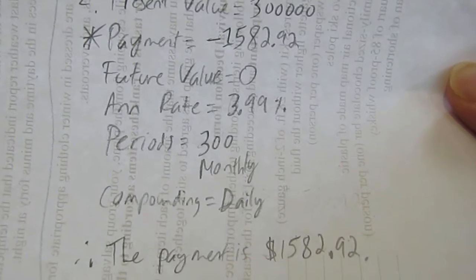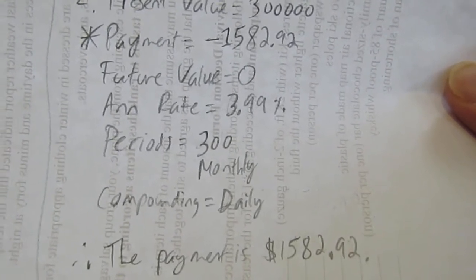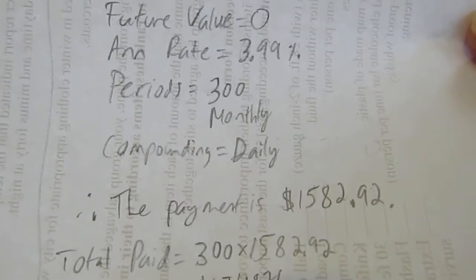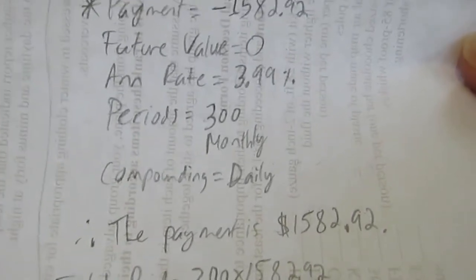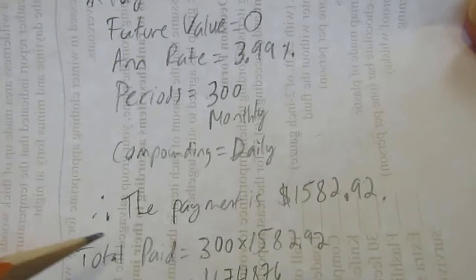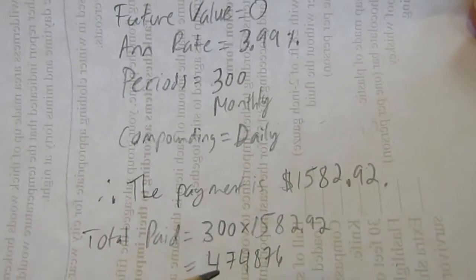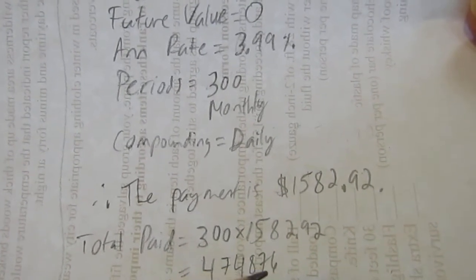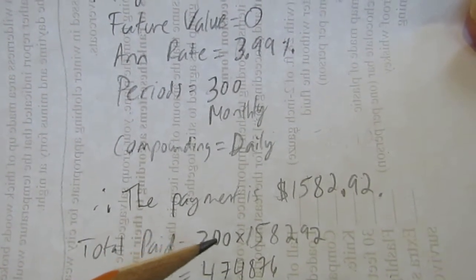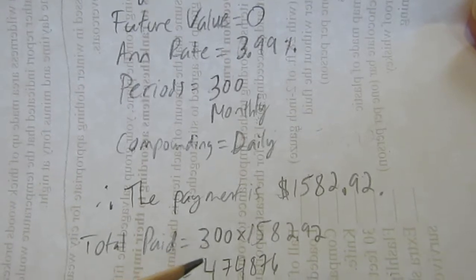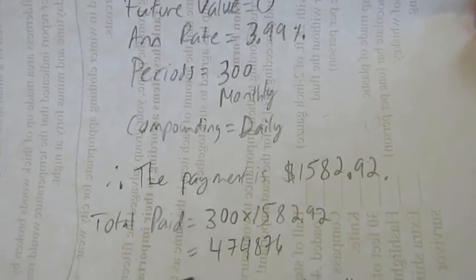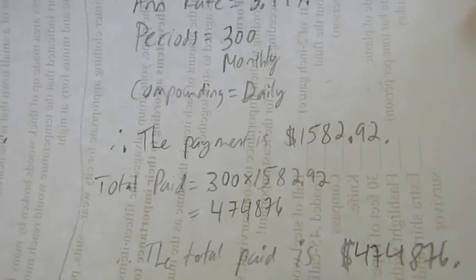But for the second part of the question, we got to calculate the total paid. Look at the question. We have 300 payments of $1,582.92. So our total paid is 300 times $1,582.92. And that's how I get this number of $474,876. I just multiplied them ahead of time on my calculator. This is how much it cost you to pay off that $300,000 loan. You spend a total of $474,876. Let's write that as a therefore statement.